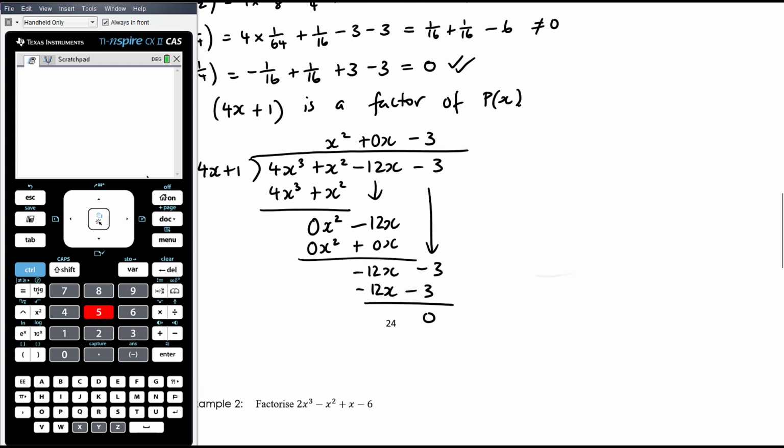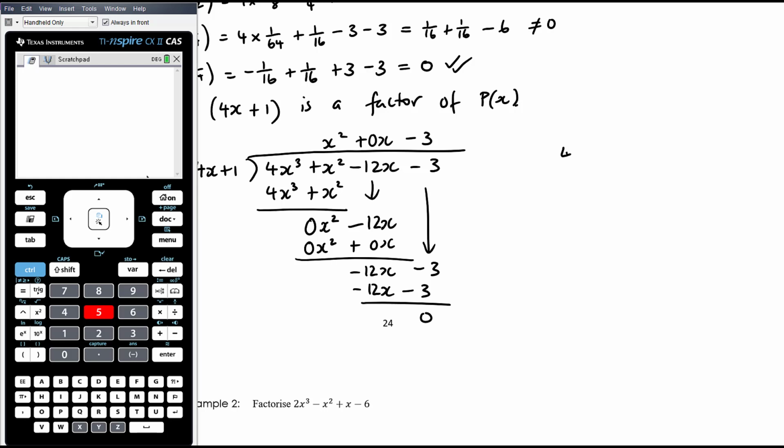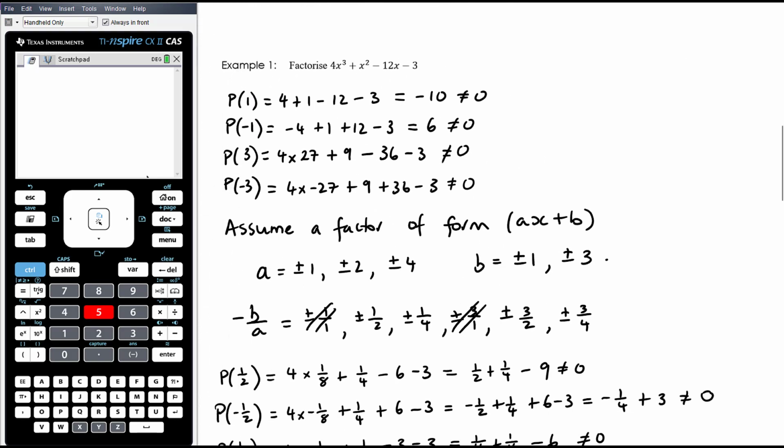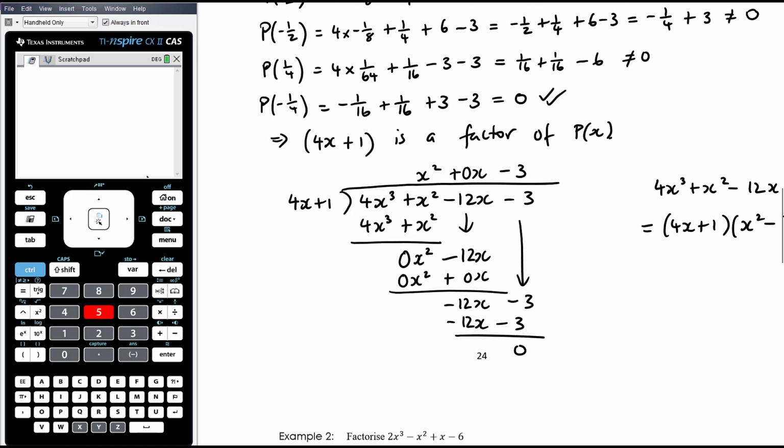Okay, so therefore, where are we up to? We now know that 4x cubed plus x squared minus 12x minus 3 is equal to 4x plus 1 times x squared minus 3. Now, the question says fully factorise.